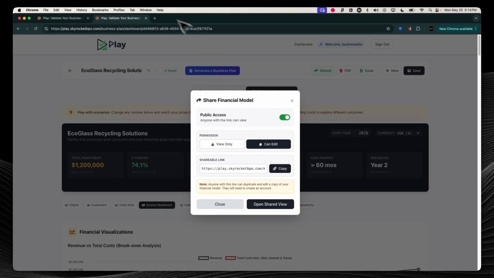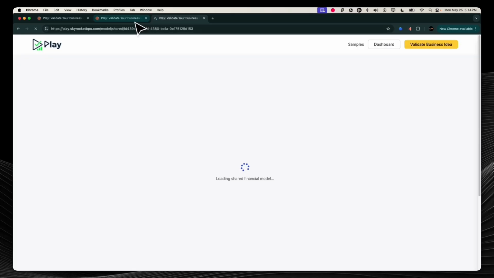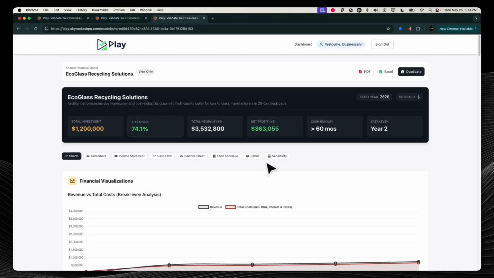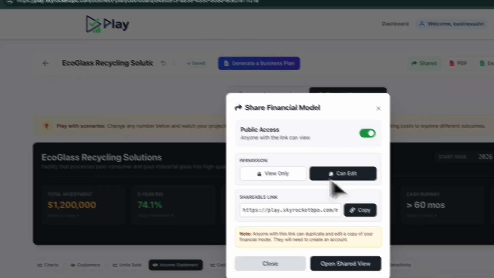I'm going to copy this and paste it here, and just like Google Sheets, it's going to open up. So this window is visible for anyone. So you can just copy this.